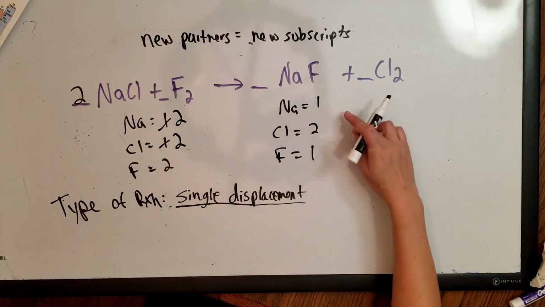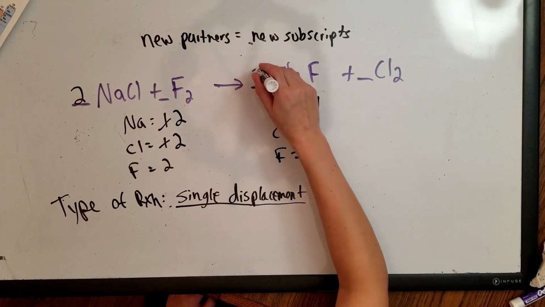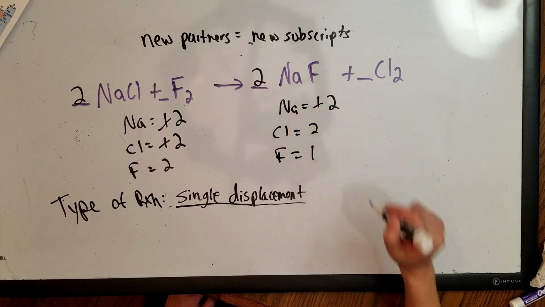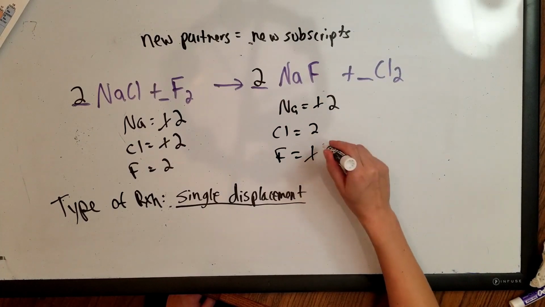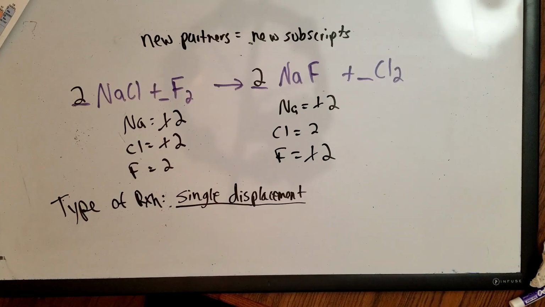So let's go back over here and get 2 sodiums on the product side. I put a 2 there, that changes my sodiums to 2. And it changes my fluorines to 2. Now it's balanced.